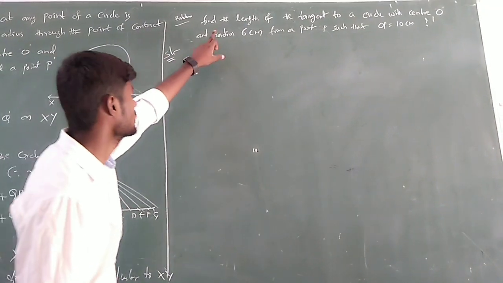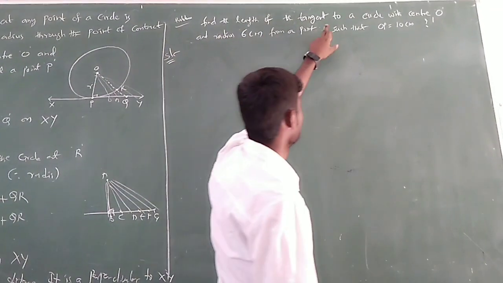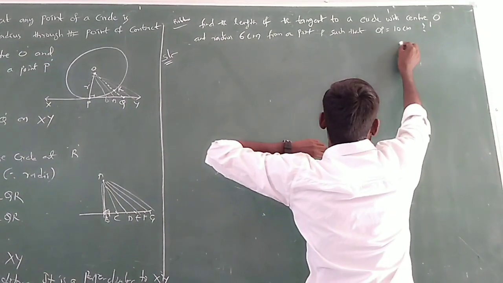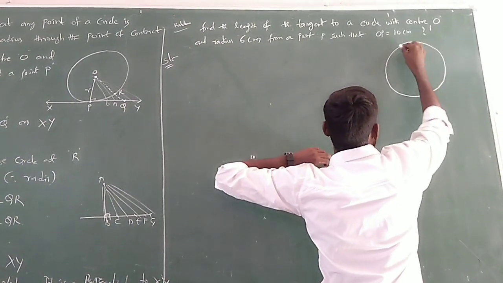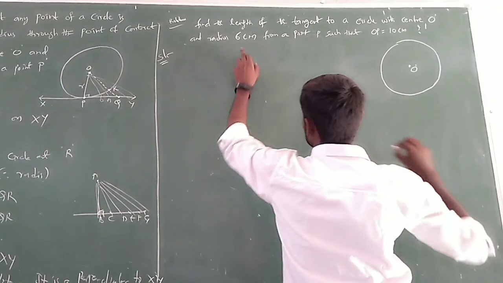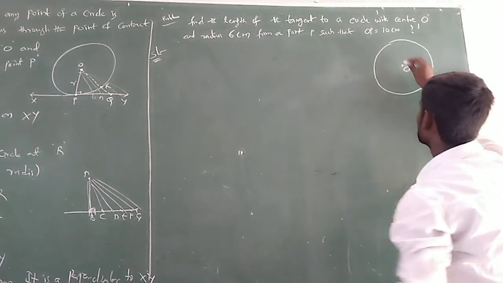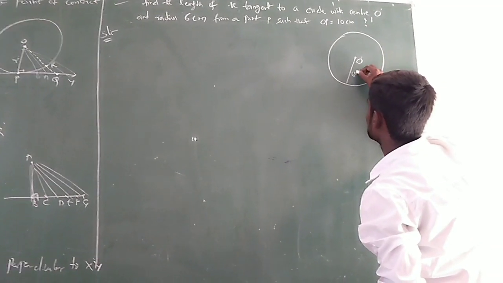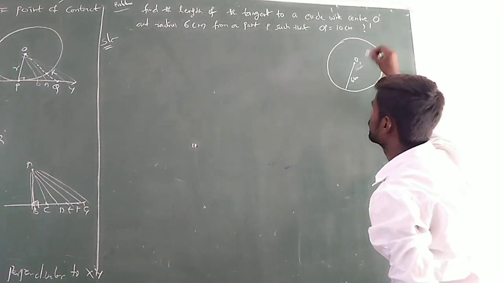So what is that? Let us see here. Find the length of the tangent to a circle with center O. So a circle with center O stated. Next, radius 6 centimeters given. So let us take here radius of 6 centimeters. So it is the center O.